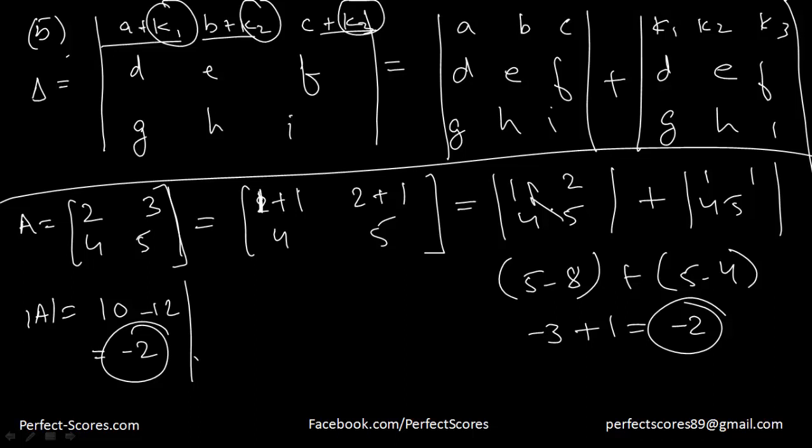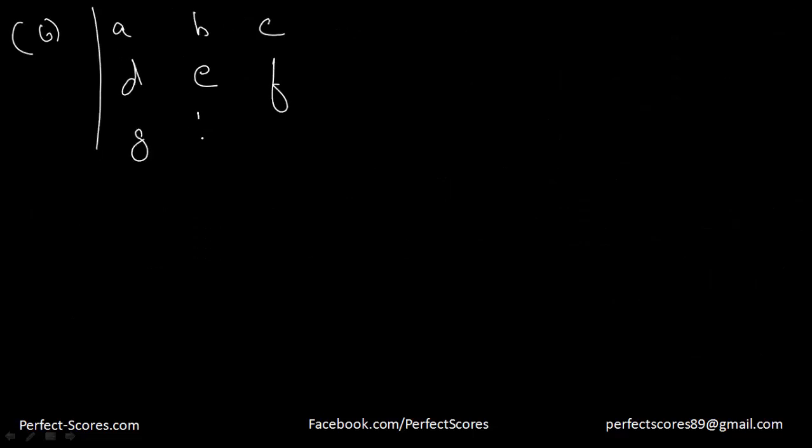And let's move on to the next property, which states that if I have a determinant, let's suppose a, b, c, d, e, f, and g, h, i. Right? And what I do is I perform an operation here. Let's suppose the operation is that row 1 becomes row 1 plus 3 times row 3. You know, kind of an elementary operation that we perform on a determinant.